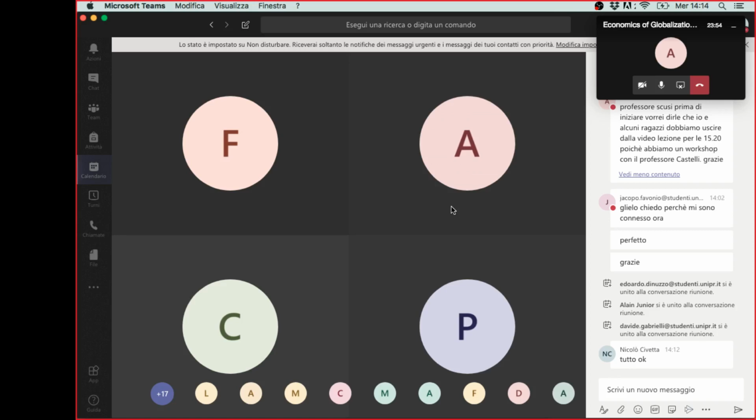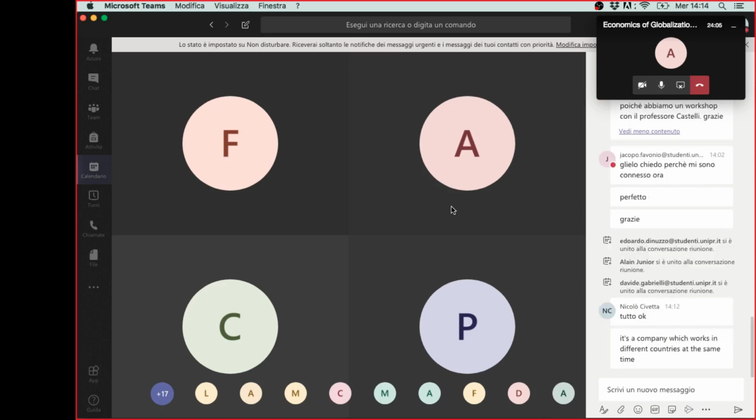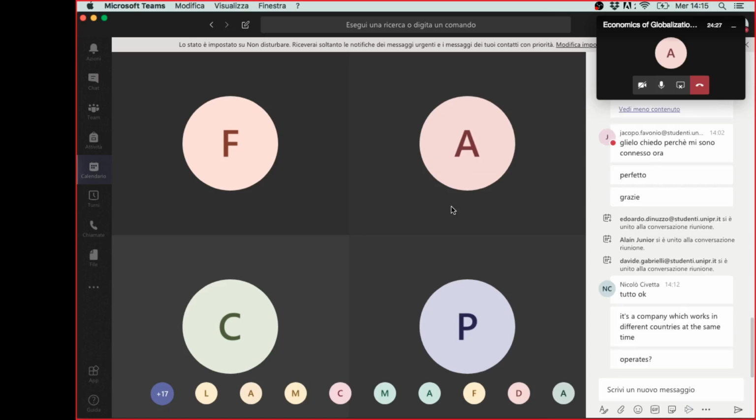Okay, so Nicolas says it's a company which works in different countries at the same time. Okay, what do you mean by works? So for instance, let me specify it better. A company that operates, okay, so for instance, a company that is selling products to China. Selling products to China. Is it a multinational company or not, according to you?